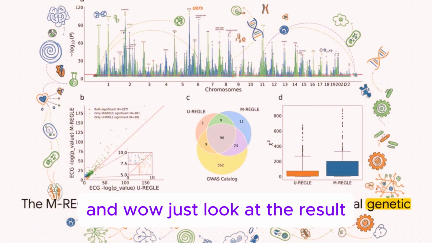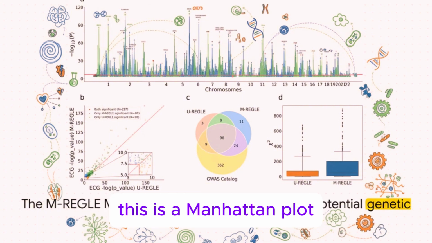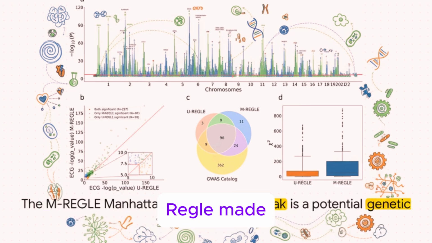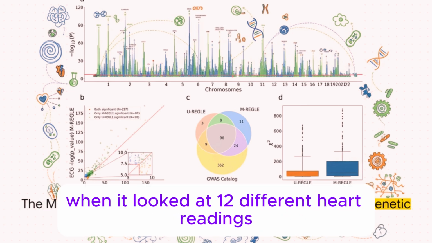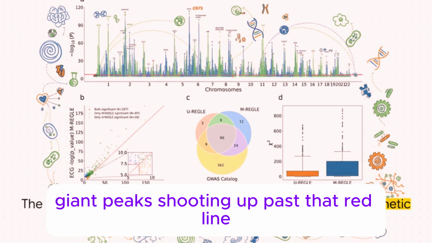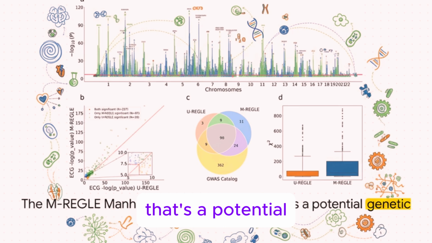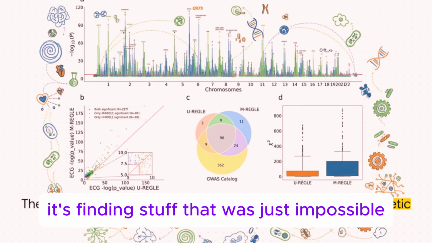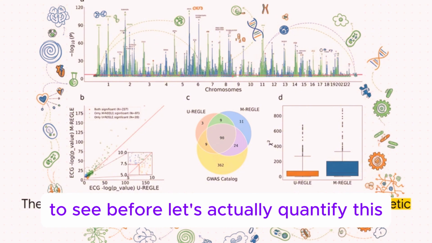And wow, just look at the result. This is a Manhattan plot, and it basically shows us all the genetic discoveries mRegle made when it looked at 12 different heart readings, ECG leads, all at once. Every single one of those giant peaks shooting up past that red line, that's a potential new genetic discovery for heart health. By putting all the data together, it's finding stuff that was just impossible to see before.